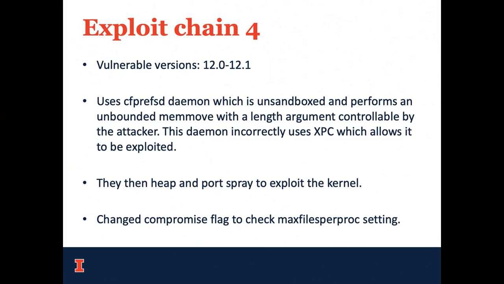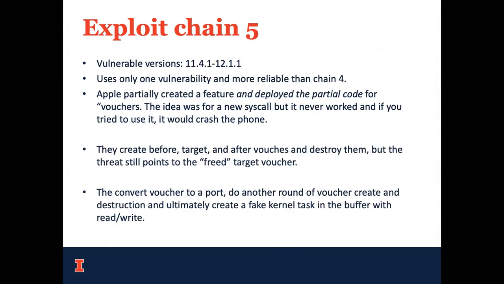So if there was a specific string set there or a specific integer set there, they would know the device is compromised, and with a number that high, it probably would never impact the device in the real world. In fact, I have no idea why you'd need that many files open per process on an iPhone in the first place. So they changed the flag they used to detect compromises in that one.